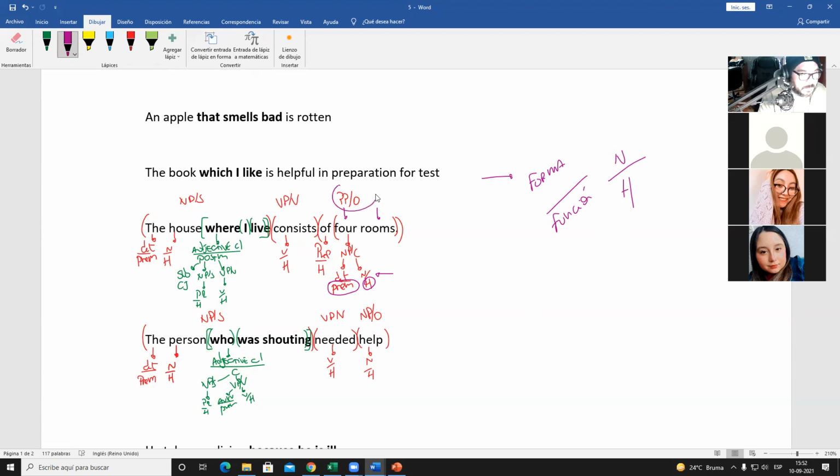Esta de acá, ¿qué forma tiene? Prepositional phrase. ¿Y qué función cumple? Object. ¿Cachai? Siempre hay que entregar los dos. Ya, gracias, profe. Ok, más dudas. Esto es la cátedra.